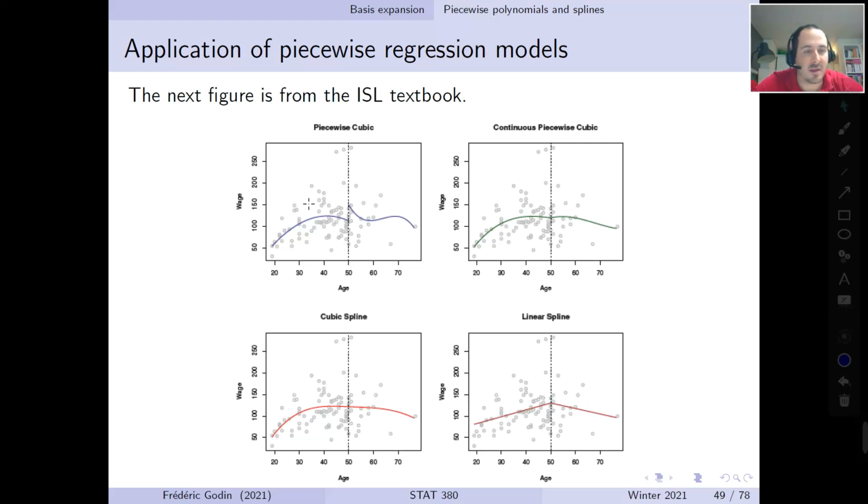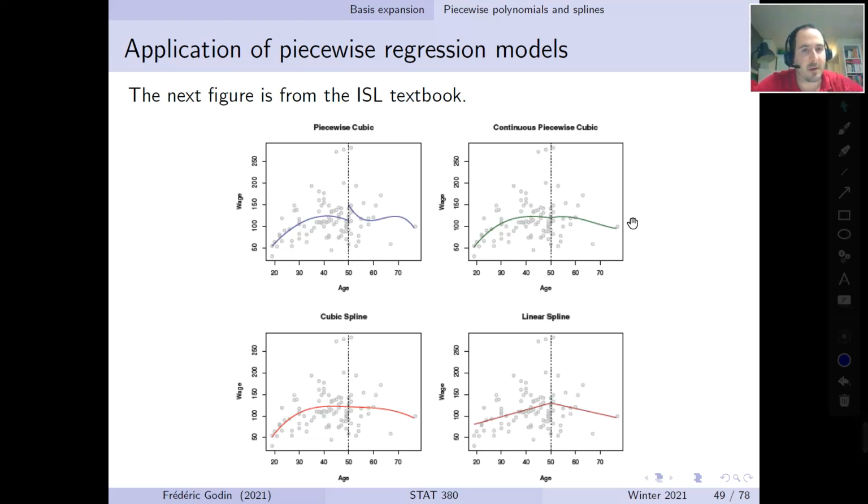So, okay, this example from the textbook entails comparing the wage of people with respect to their age. So you could expect in practice that your wage right before 50 years old should not be very different from your wage right after 50 years old. So it's not very logical to have that kind of big gap here, but if you only use piecewise polynomials without imposing continuity, then you would get prediction functions like this, which is not super appropriate.